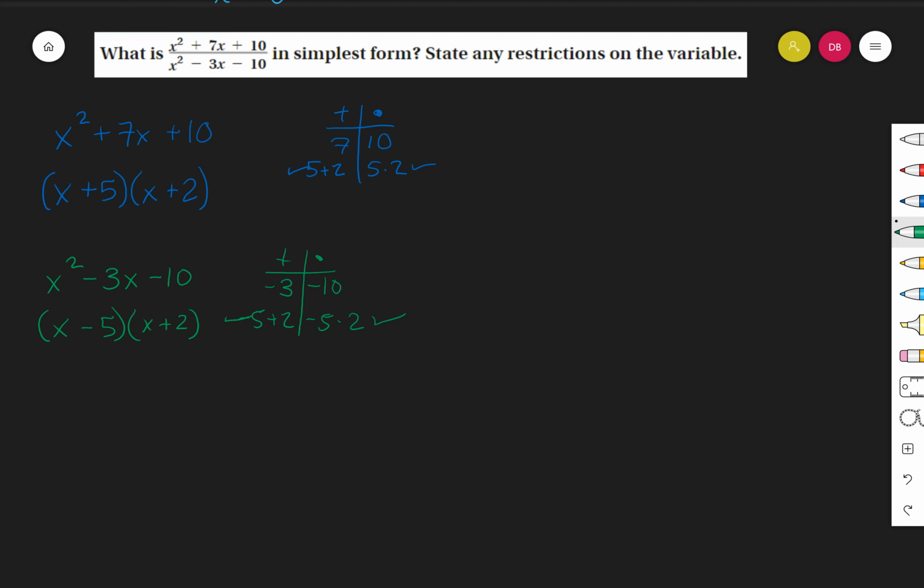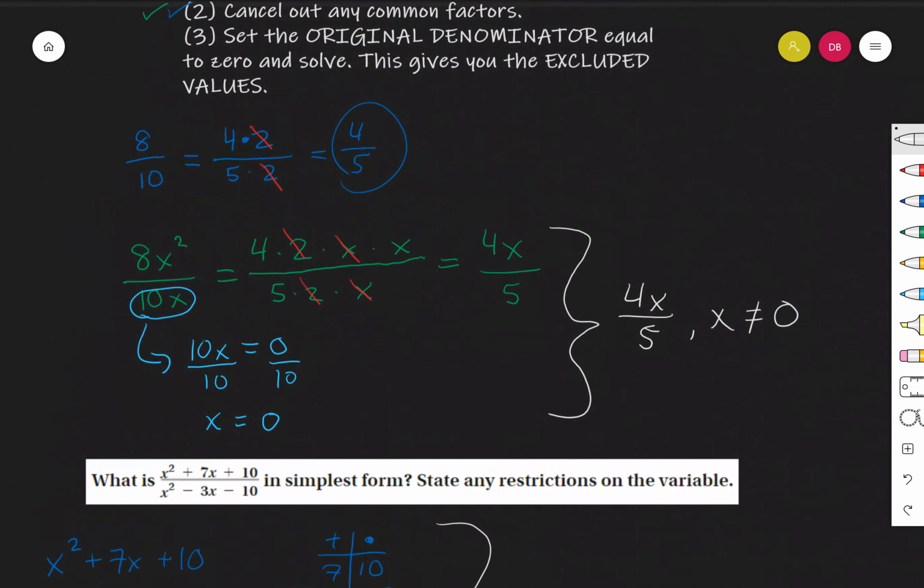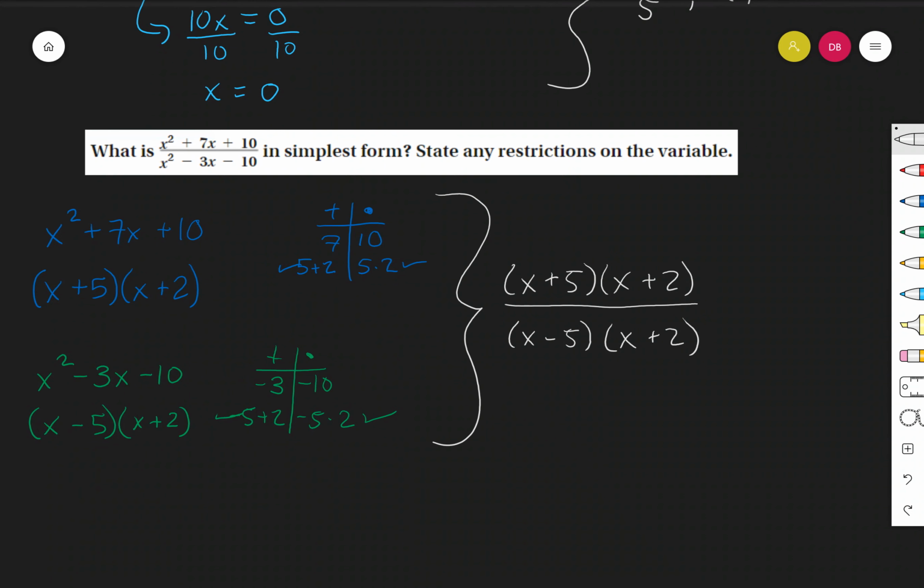Okay, so then our answer that we get out of this is x plus 5 times x plus 2, our factored form of our numerator. And our denominator, we got x minus 5 times x plus 2. So notice we didn't change the problem. We didn't do anything different. We just factored. So just like up here, we rewrote 8 as 4 times 2. Down here, we just rewrote x squared plus 7x plus 10 as x plus 5 times x plus 2. That's all we did. We just factored it.